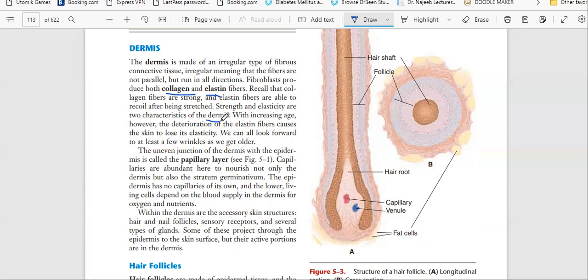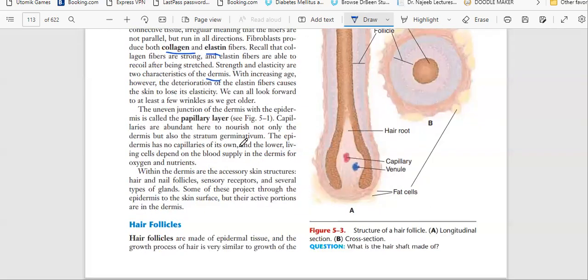That is the reason that when a person becomes old, the elasticity and strength of the skin decrease. With increasing age, the deterioration of the elastic fibers causes the skin to lose its elasticity. That is how we look old: the elasticity present in the dermis decreases. So that is the reason we look old in coming days, not now. However, we can all look forward to at least a few wrinkles as we get older. So this is the truth we have to accept.